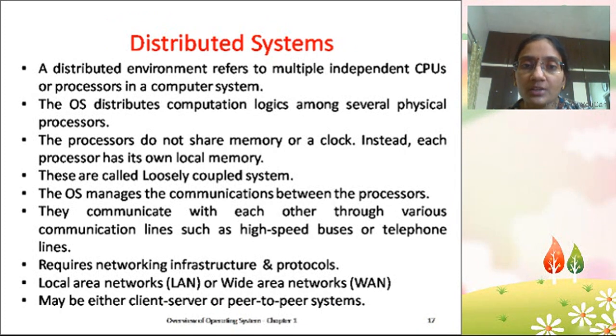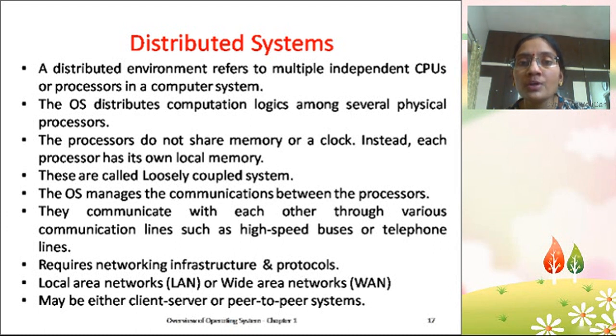Distributed system. A distributed environment refers to multiple independent CPUs or processors in a computer system. The operating system distributes computation logic among several physical processors. Here the processors are separated by long distance. In our multiprocessor system, they are tightly coupled, that is, they are in close communication. Here they are called loosely coupled, meaning there is physical distance between the processors.